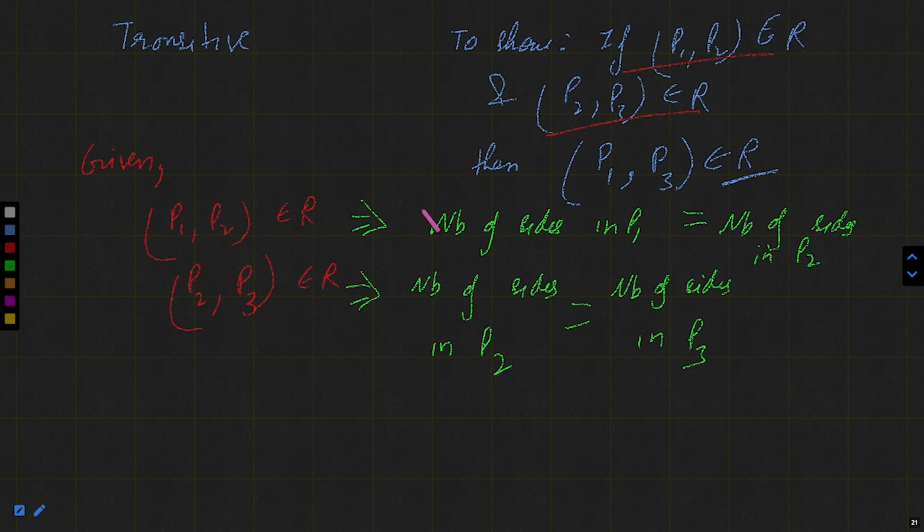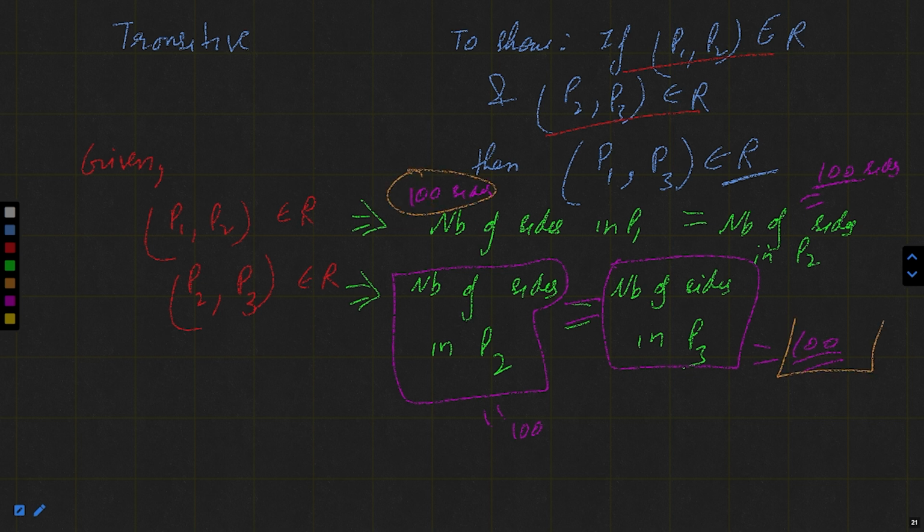Suppose polygon P1 has 100 sides. This means P2 must also have 100 sides. And the number of sides in polygon P2 is 100, so P3 will also have 100. And this is equal to this. This means by default P1 and P3 will also have 100 sides. So every time, whatever you take on this side, you will have the same number here.